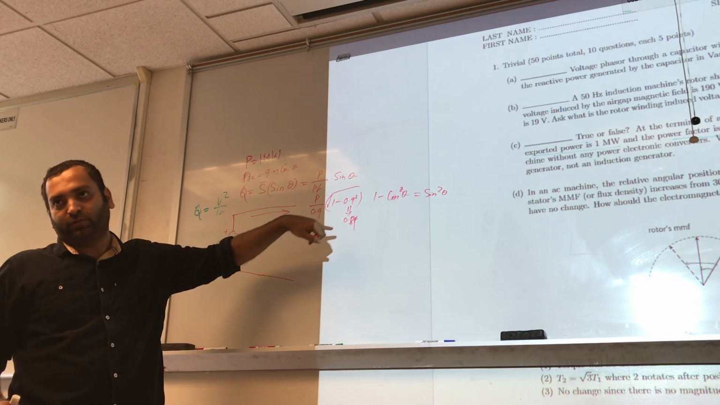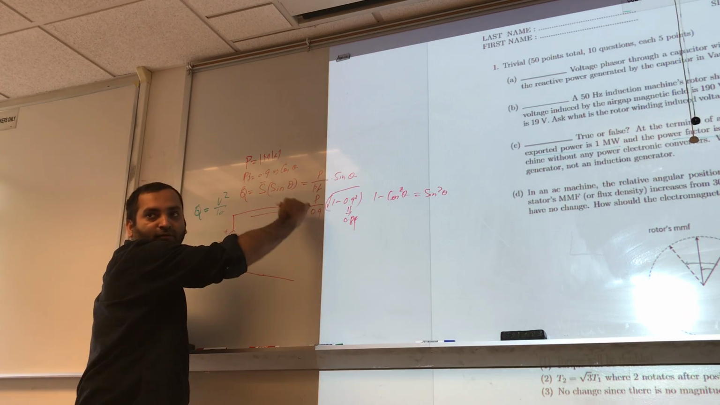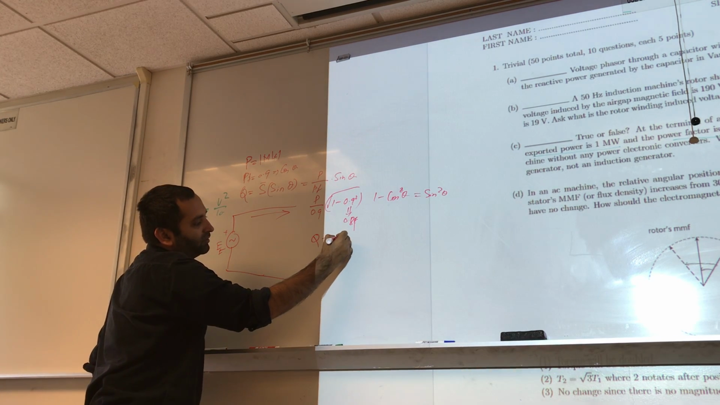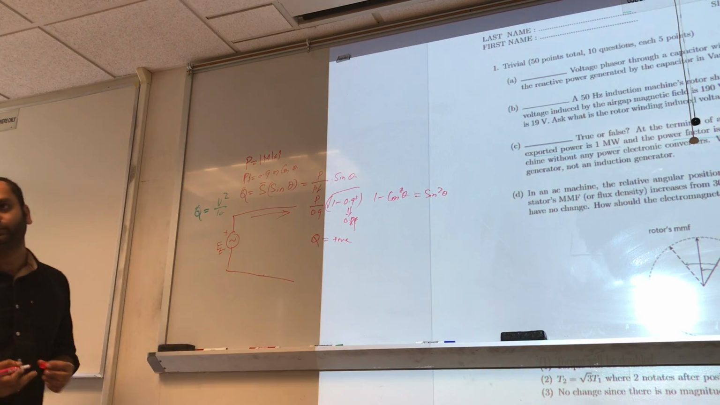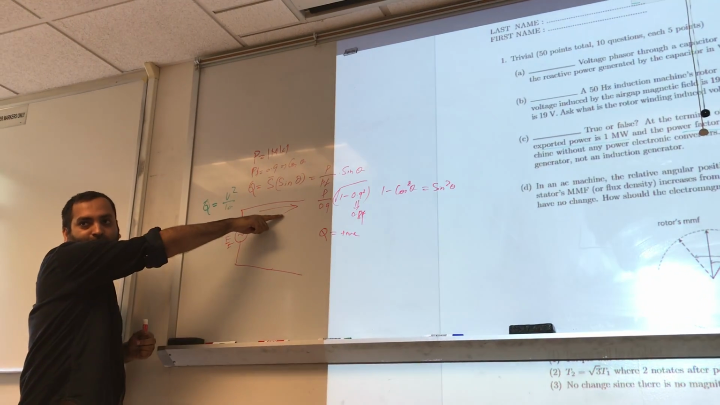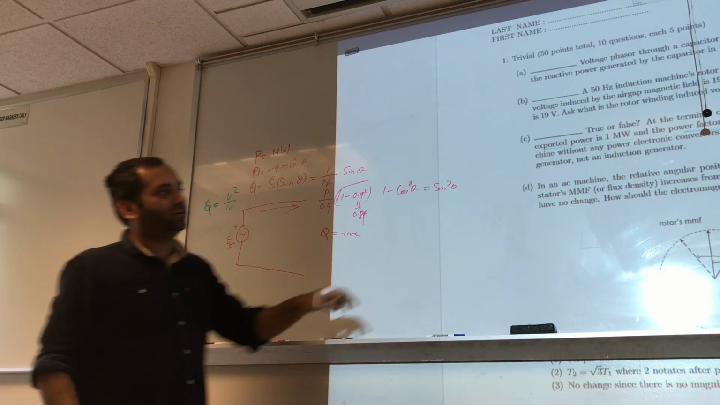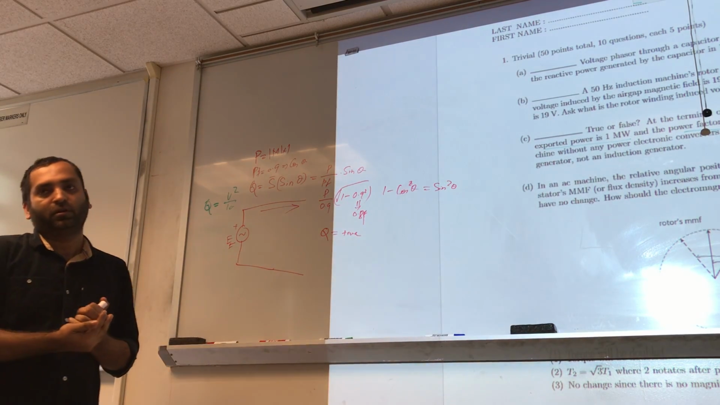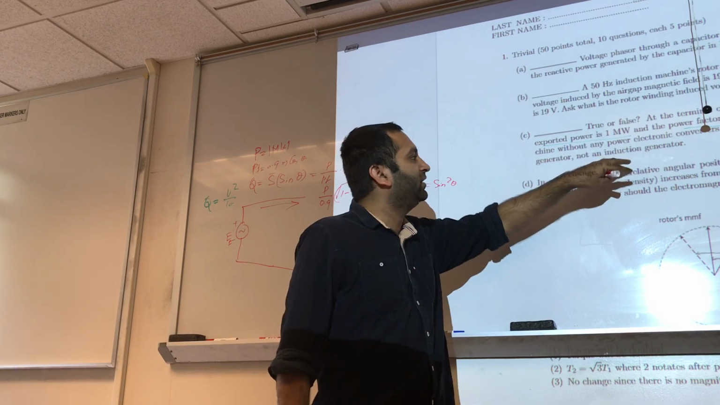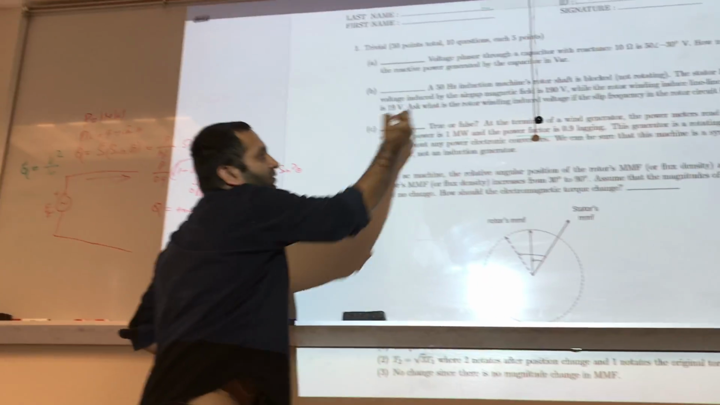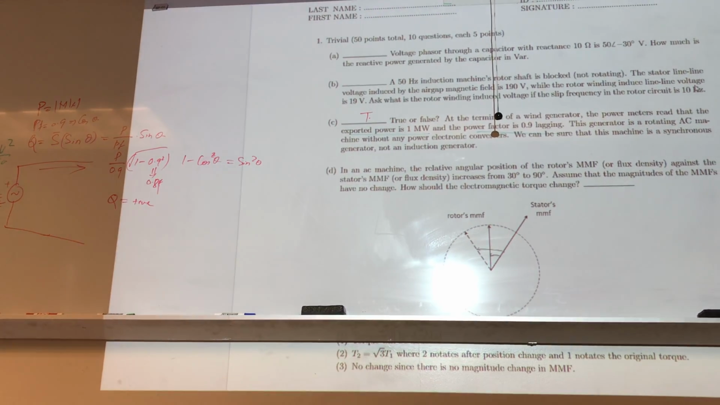So this part is positive. That means the whole thing is positive, which means Q is positive. Q is positive means this machine is giving reactive power. But we know that the induction generator cannot give reactive power. It will always accept reactive power. So from this, you will find that it's a synchronous generator. So you are able to find if it's induction or synchronous.